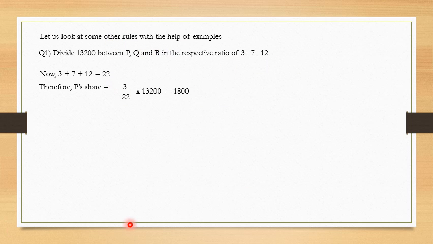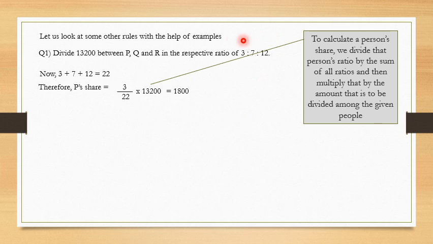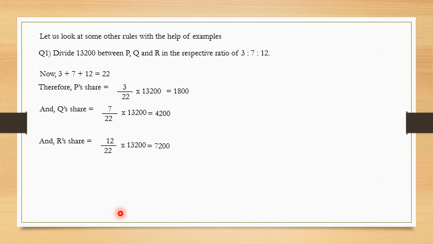Now to calculate the amount of ratio, I divide that person's ratio by the sum of the ratio and multiply that by the amount which is to be divided. A P का share is 3. The sum of all these shares is 22. So I divide 3 by 22 and then multiply that number by the amount which is to be divided. Similarly, I calculate the shares for Q and R as well.